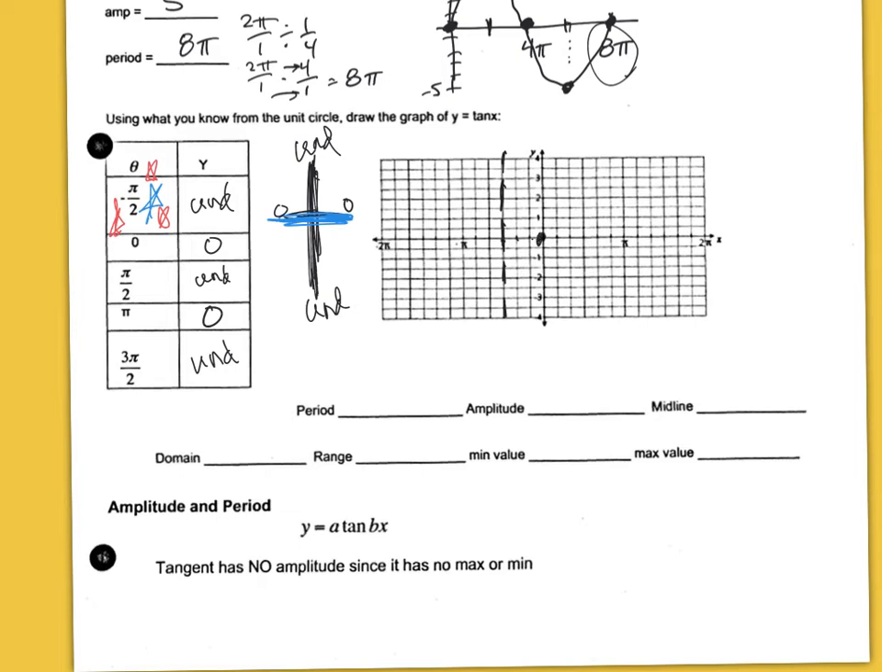Then you can see the point 0, 0. 1, 2, 3. This is another asymptote because it's where it's undefined. At pi, it says the value is 0. And then we go 1, 2, 3 more spaces. And this is another asymptote. And what's nice about this is the graph is done. All you have to do is draw it in.